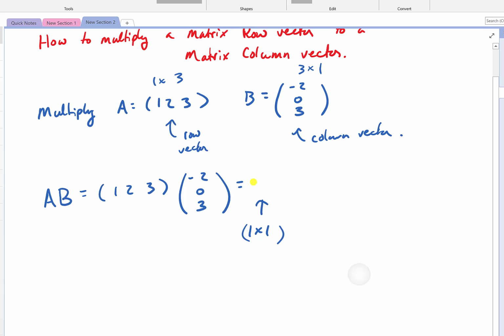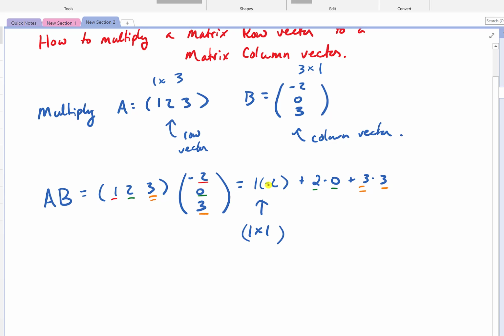What I'm going to do is take 1 times negative 2. That is, I multiplied the first entry in this row vector to the first entry in this column vector. Then we're going to add that to 2 times 0 plus 3 times 3. So the next thing we did was take this second entry in the row vector and multiply it to the second entry in the column vector. And then last we took the third entry in the row vector times the third entry in the column vector, and we just double underline that one. So that's that 3 there, that's that 3 there.